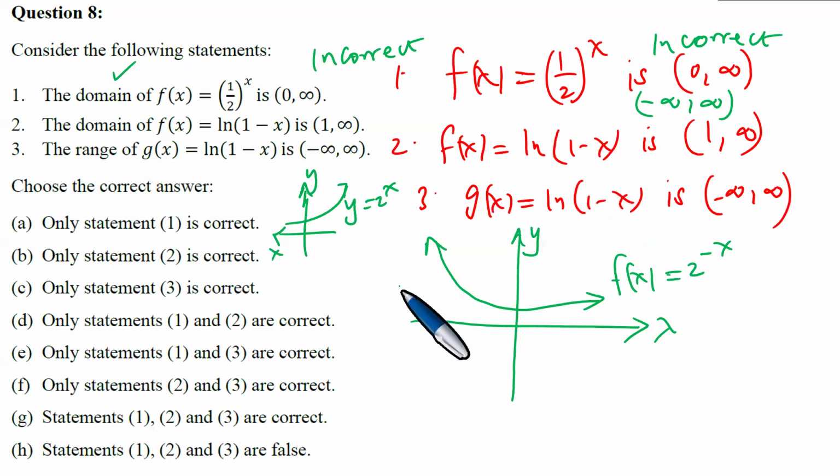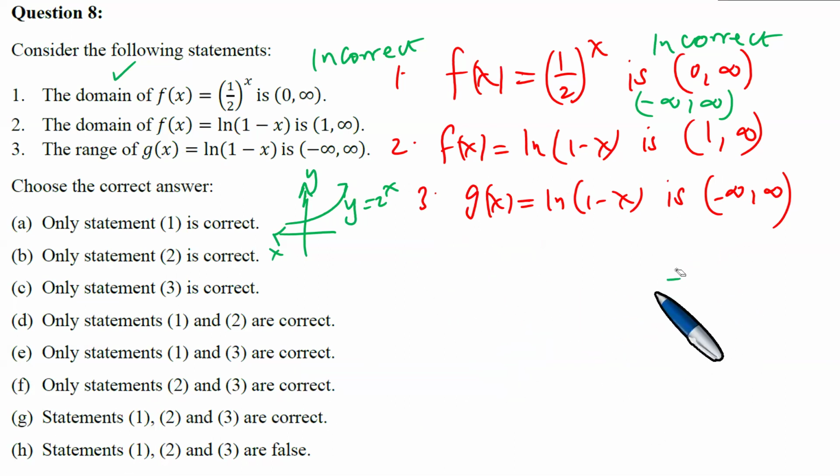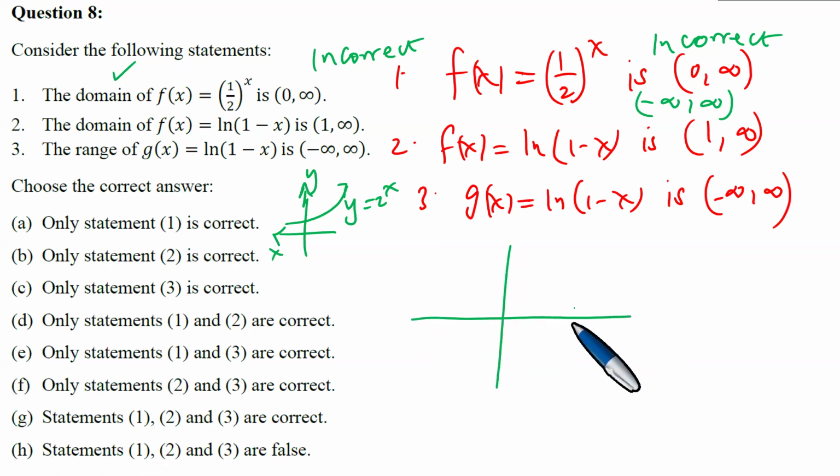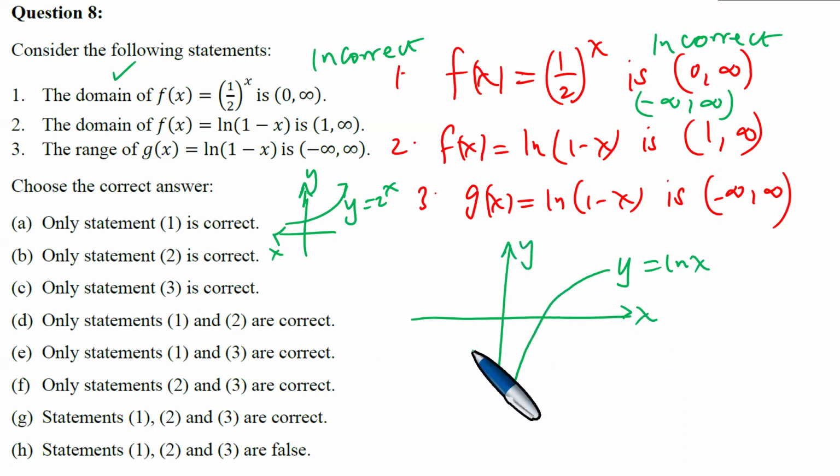First, you need to imagine the graph of ln of x. If you look at the graph of ln x, this one will be the graph of y equals ln x. Now in mathematics you perform a transformation where x is made negative. What kind of a transformation is this?